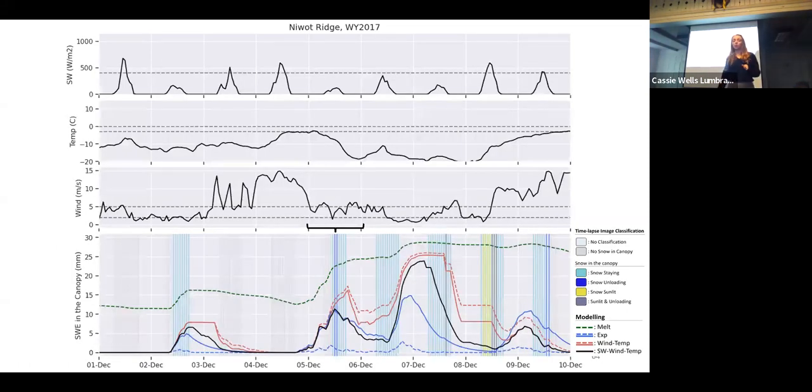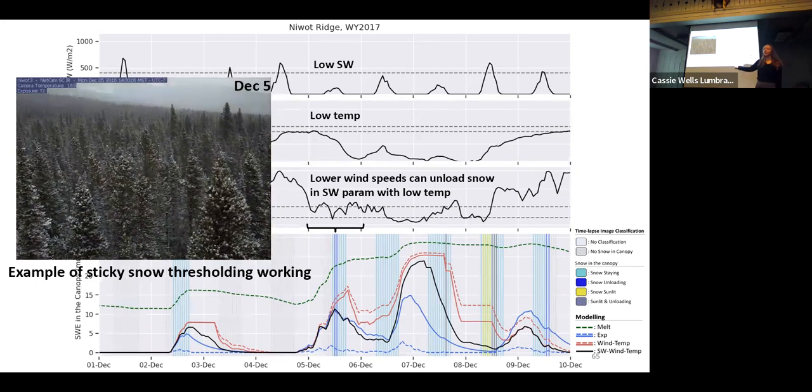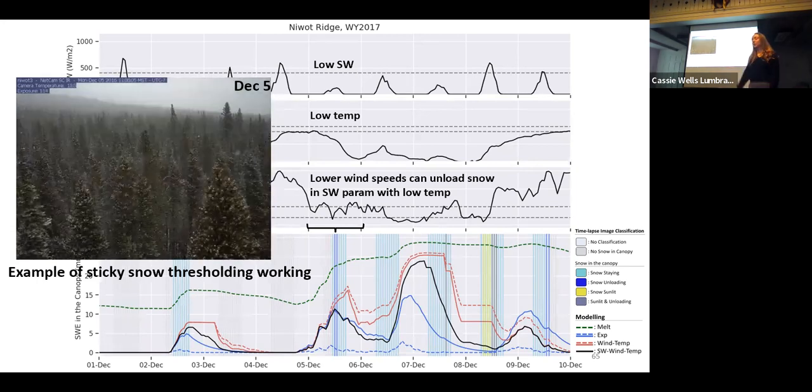So a short overview of this is that this is a similar plot to those first published plots, where we're looking at an example of this threshold working for snow being stickier at these temperature values. So we have a low shortwave, a low temperature, and we have wind speeds that can unload snow at fairly low values. So you can see there's a decrease in our plot. In the black is our model that we're calling shortwave wind temperature.